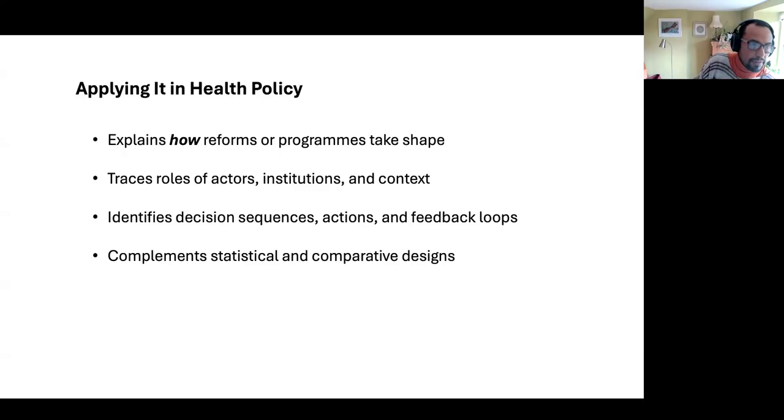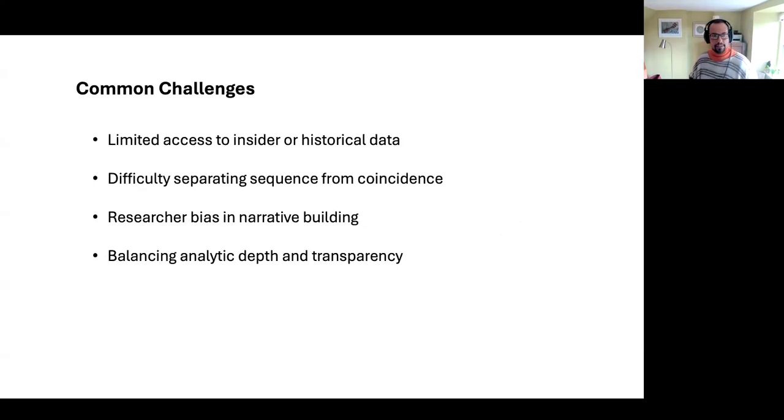So let's go to the next one. There are common challenges in doing this. One of them is that it's always very difficult to get insider data, and this is common in all qualitative research. But again, here, given the focus on the sequences, sometimes it's difficult to separate sequences of events from just a coincidence. Like with every research, there is bias on the researcher in the building of the narrative, in the building of the models. And this is something that we cannot eliminate, we just need to become aware of. And then again, it's difficult to balance sometimes analytical depth, what we're doing, and the transparency.